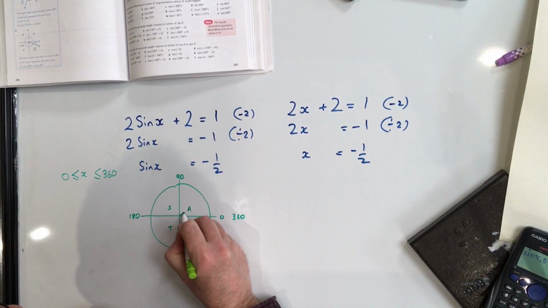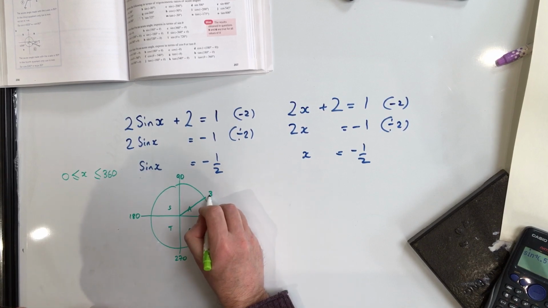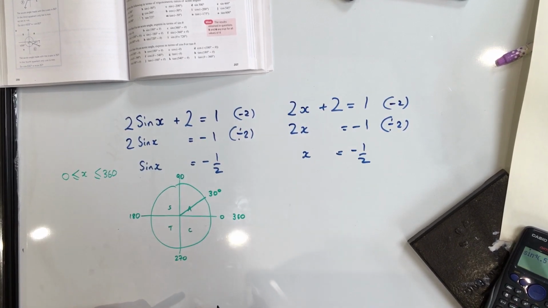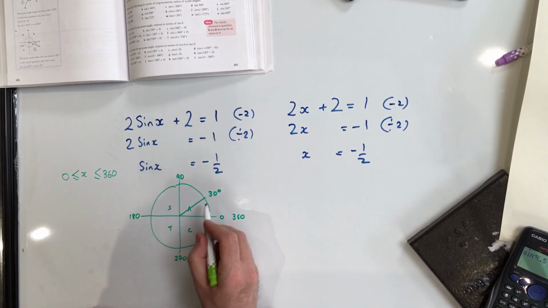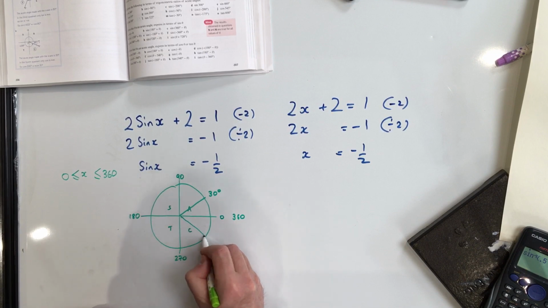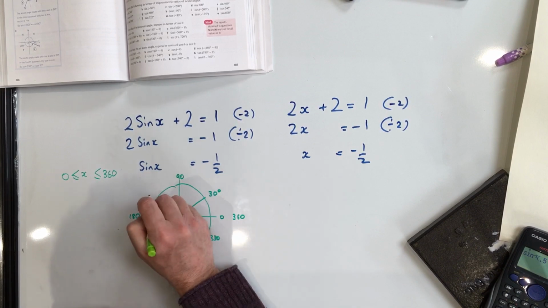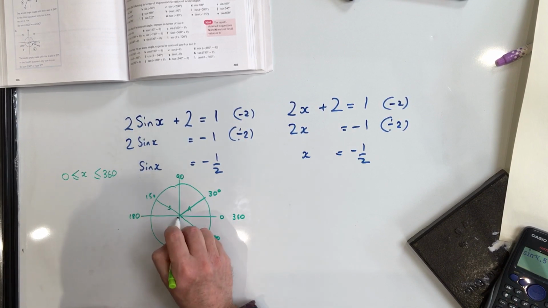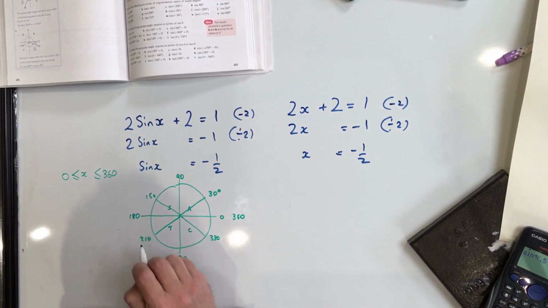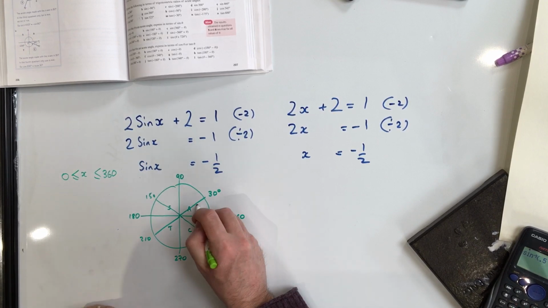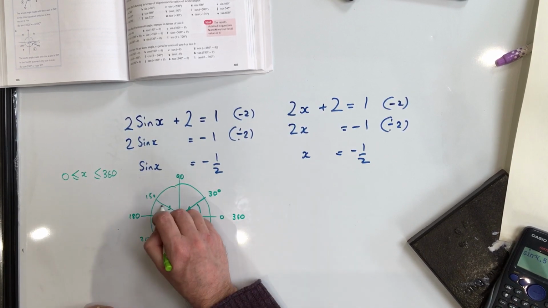So then I draw on here 30 degrees. There it is. Okay, but then I look at this and I think, well, hang on a minute, it's not just 30 degrees, it could be 330 degrees, it could be 150 degrees, and it could be 210 degrees. Okay, so that's my 30, 30, 30, and 30.